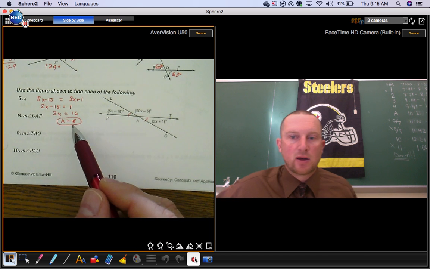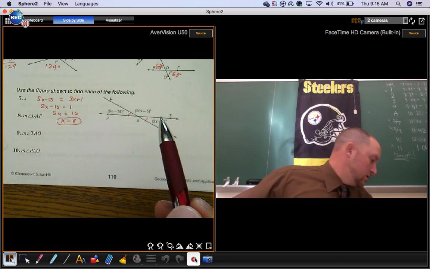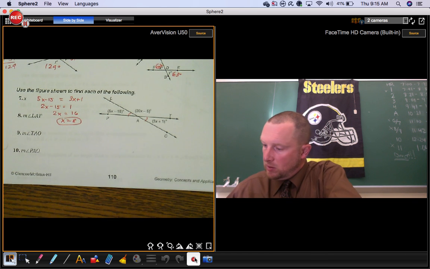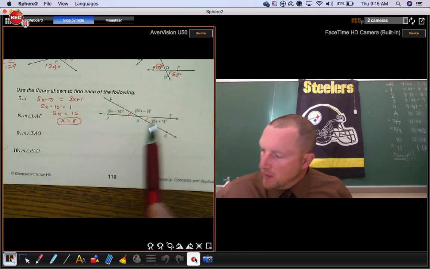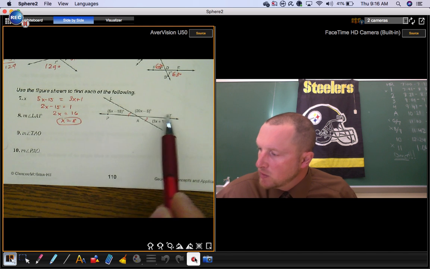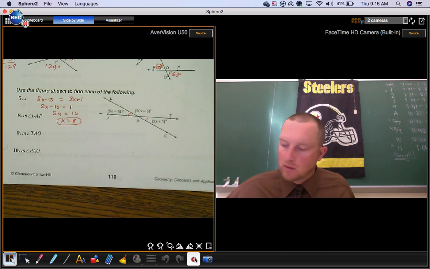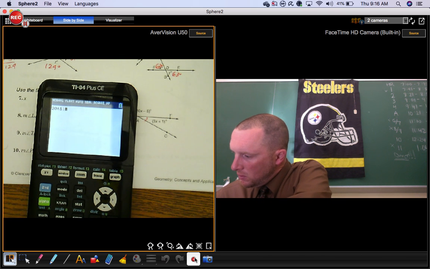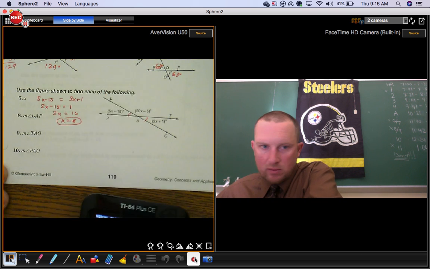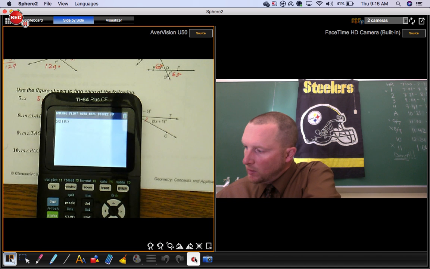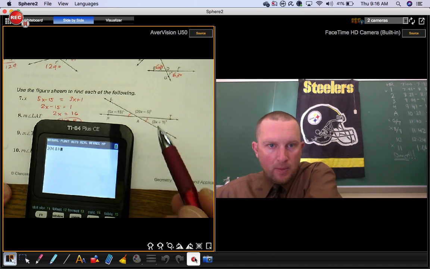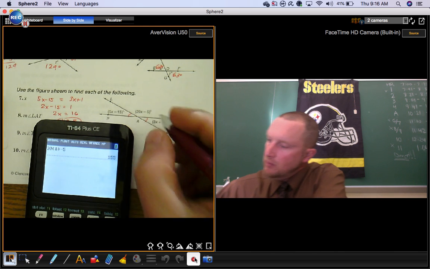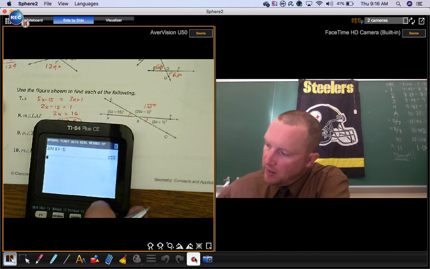Well, take that value of x and plug it in. So I'll use my calculator, that way you can see what I'm actually typing in here. We want the measure of angle LAT. That's this big obtuse angle right here, 20x minus 5. Well, we know what x is. X is 8. So do 20 times 8 minus 5. So this angle is really 155 degrees.